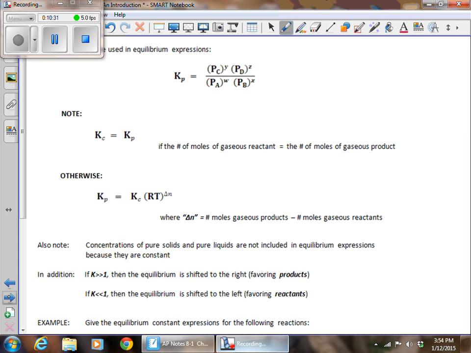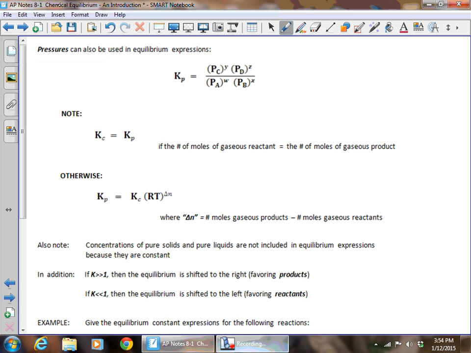Now, when pressure is used in an equilibrium expression or for an equilibrium problem, then you're not going to be able to use concentrations anymore. You have to use partial pressures. So the pressure of C raised to the Y, the pressure of D raised to the Z, etc. So watch for that. Don't put in concentration terms when you're dealing with pressures. They do not like it on the AP test.